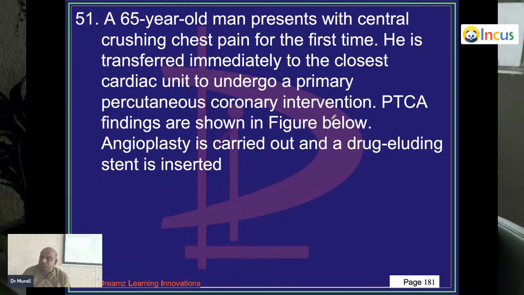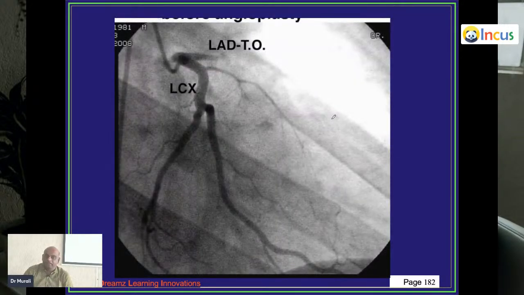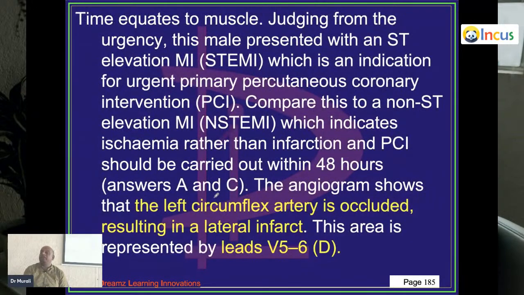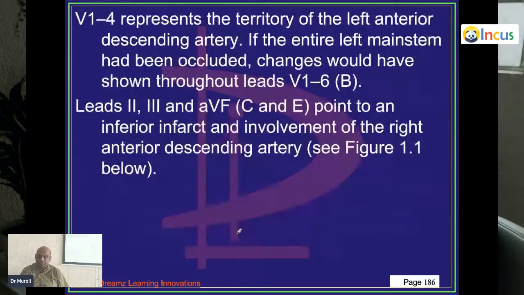Central crushing chest pain for the first time. And PDCA, what is it showing? Left circumflex circulation is affected, right? It's blocked. Whereas left anterior descending and all that is fine. So you should know that the left circumflex results in lateral infarct. V5, V6 are lateral leads.